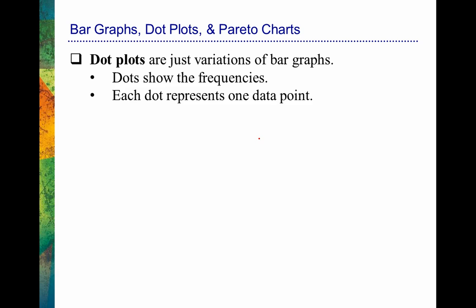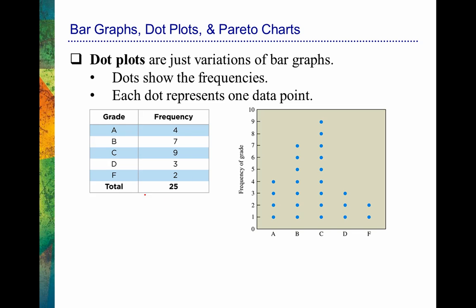Dot plots are a variation of the bar graph or bar chart, and all it does is use dots to show the frequencies. Each dot represents one data point. So here's an example. Here again is our original data based on this grading distribution. You can see this looks just like the bar chart, but now we have one dot representing each of these 4 people who earned an A.